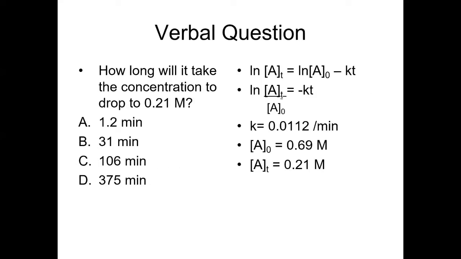Okay, so here's another follow-up question. Using the same information from before, now I'm asking, how long is it going to take the concentration to drop to 0.21? Now we're starting from the beginning at 0.69. Since I'm looking for the amount of time, I'm going to use the rearranged equation, this one here, that has negative KT by itself. But I still have K equal to 0.0112. I still have the initial concentration of 0.69, but this time my concentration at time T is 0.21.